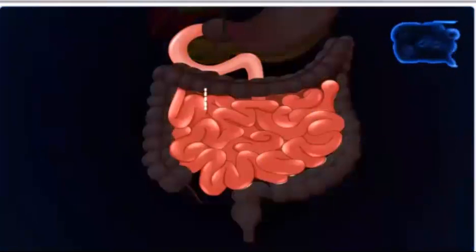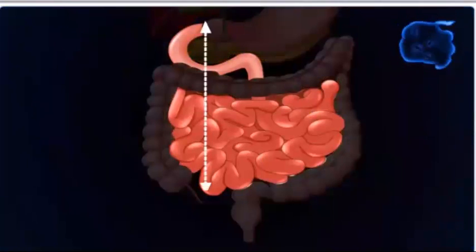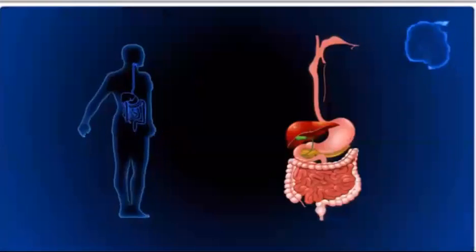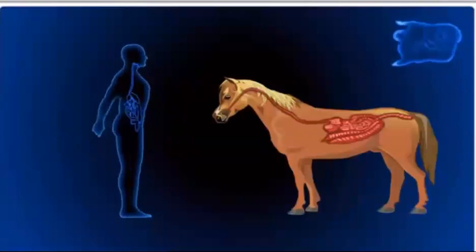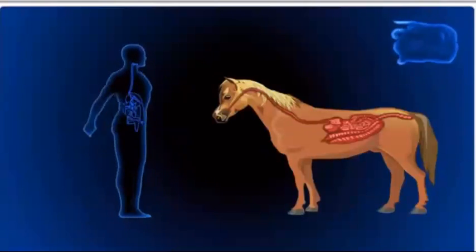The small intestine is the longest part of the alimentary canal. The length of the small intestine is much shorter in carnivores as compared to herbivores. This is because herbivores eat a plant-based, fibrous diet, which takes longer to digest as compared to a meat-based diet.